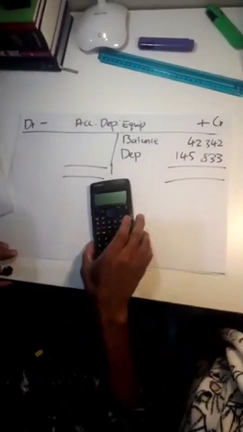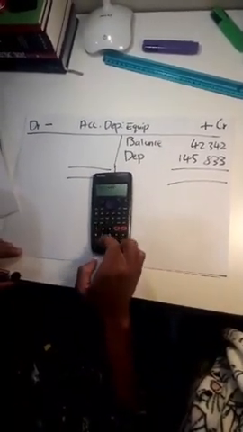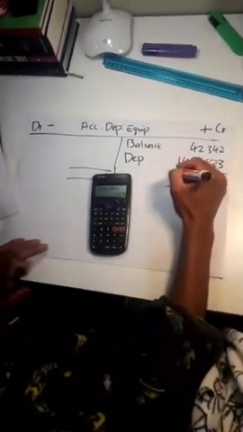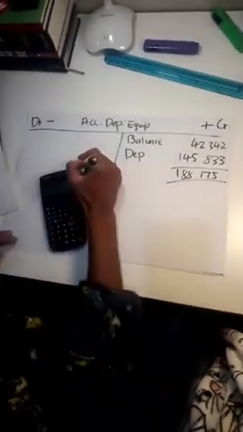So now when you add these two, okay, let me add my credit. It's 42,342 plus 145,833. You get 188,175. Right? You write it on both sides.